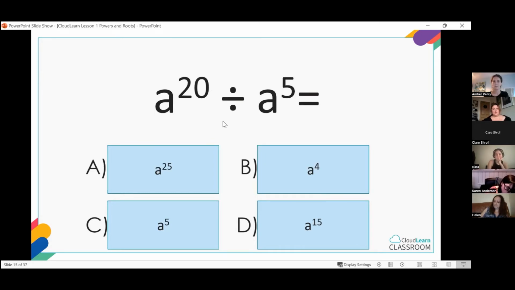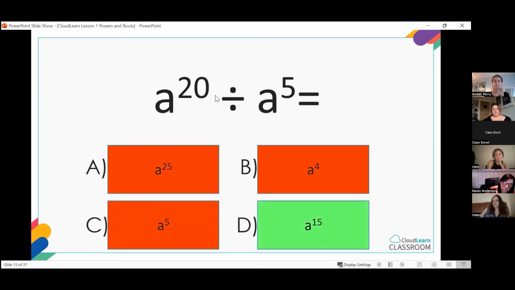A few people put B, so a few people have divided the powers there. So just remember, it's a really easy mistake to make, but just remember that law there. Think about this as 20 A's, and then we're dividing that by 4 lots of 5 A's, essentially. So we're going to cancel out the 5 of those A's from that fraction, being left with 15 A's, if that makes sense.